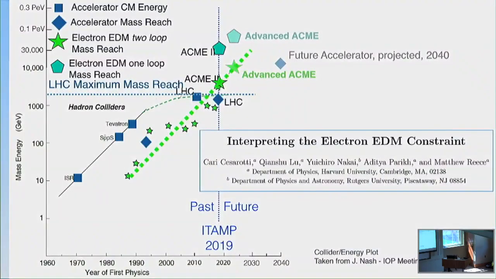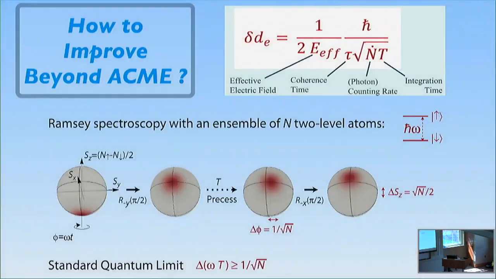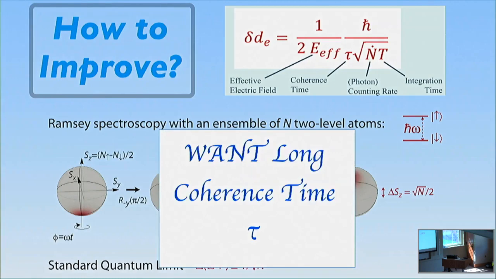And that would put us up around 10 TeV in two loop. How do we improve beyond ACME? How do we get there? We're still stuck with this unless we do squeezing. And the question is, can we come up with a system where this is improved and we can do squeezing? That would be very nice.